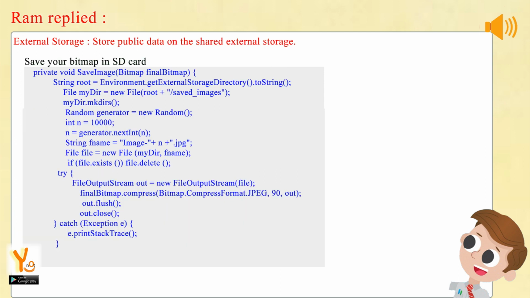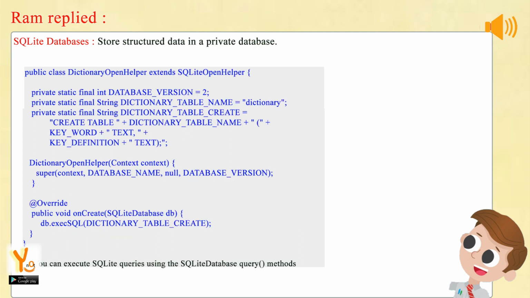External storage, store public data on the shared external storage. Example for saving image in SD is given. SQLite database, store structured data in a private database.